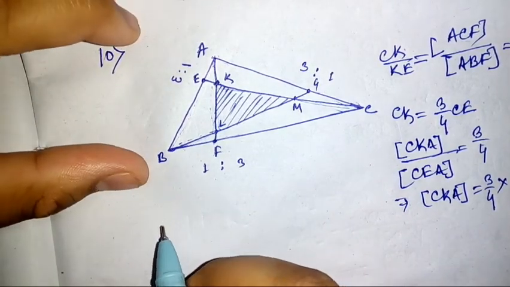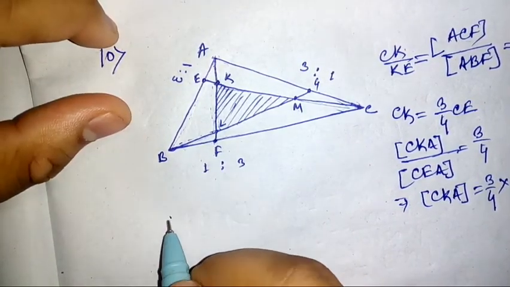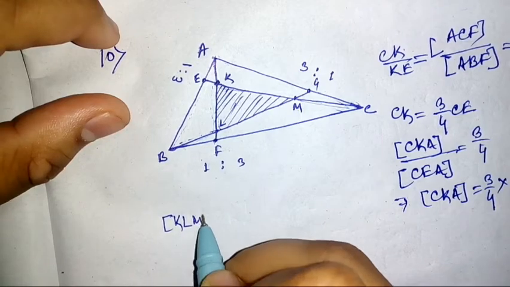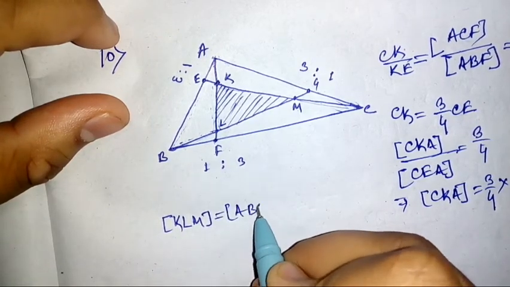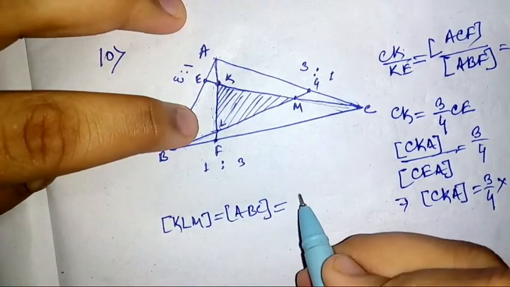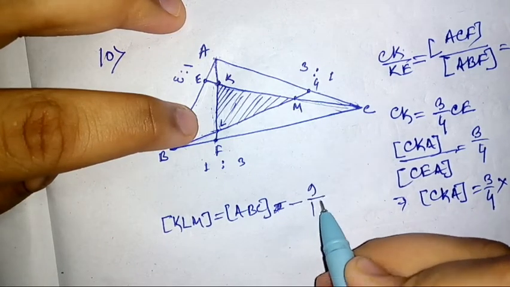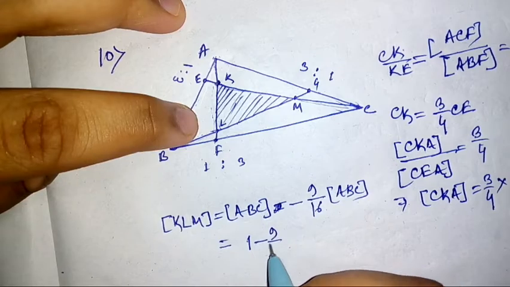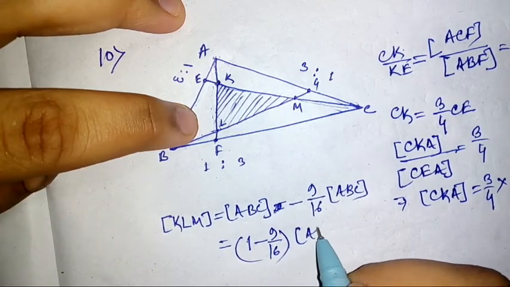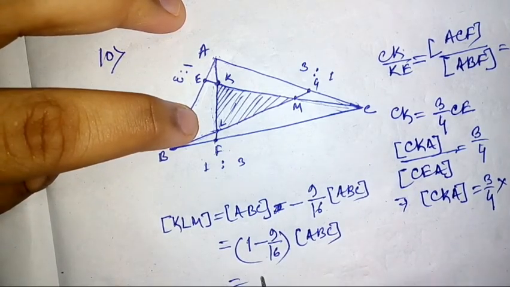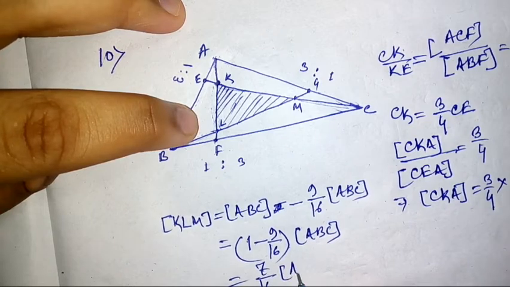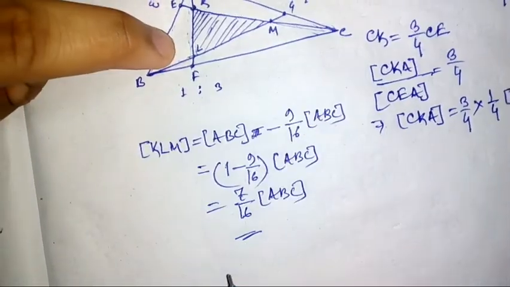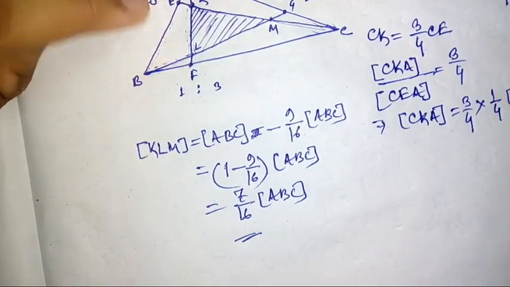So we can simply multiply it by 3 and get that the area of KLM will be area of ABC minus 9/16 of area of ABC. It will be nothing but 1 minus 9/16 of area of ABC, which will be 16 minus 9, which is 7/16 of area of ABC, and this is our required answer, 7/16.